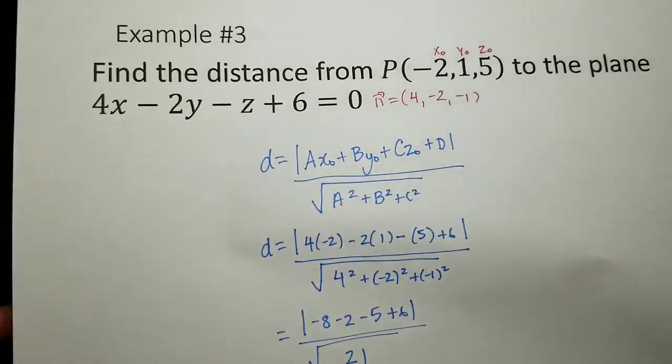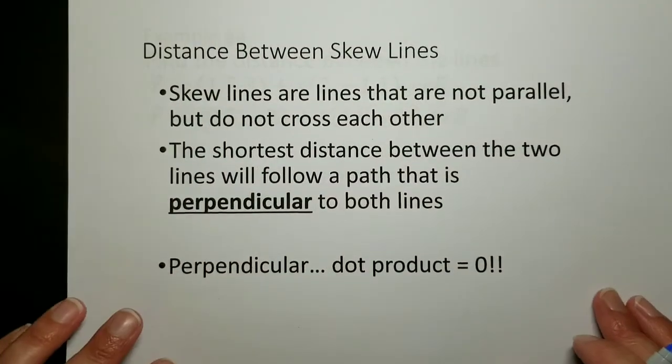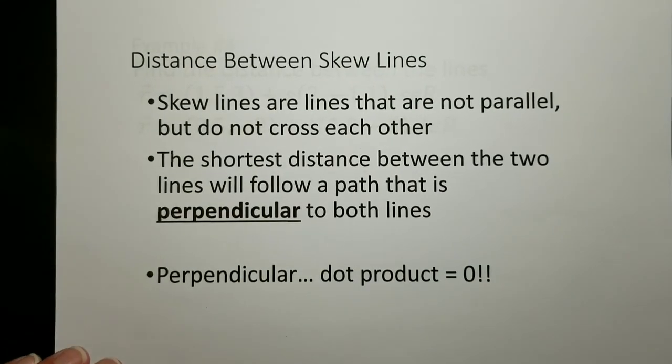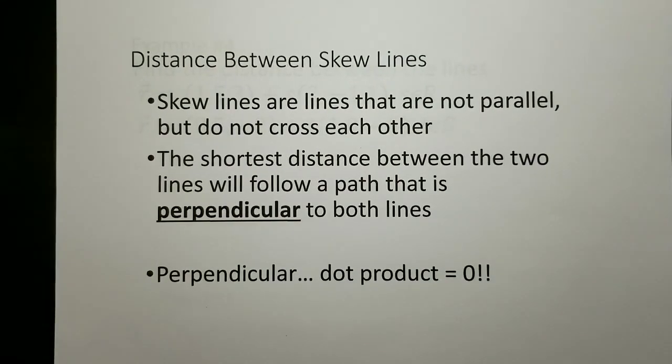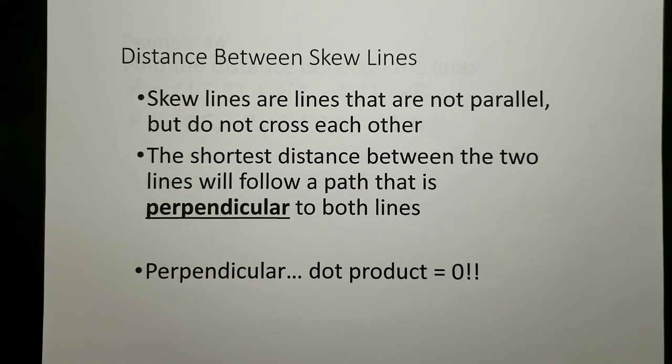Okay, one last example, and I'm going to combine these last two topics, is the distance between skew lines. I'm going to use a method, and there are a few different methods here that you can use, but I like looking at this as the dot product. So skew lines, remember, are lines that are not parallel and do not cross.